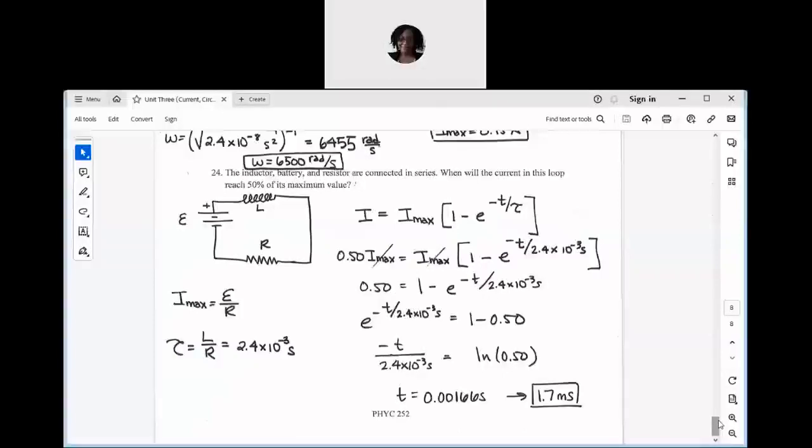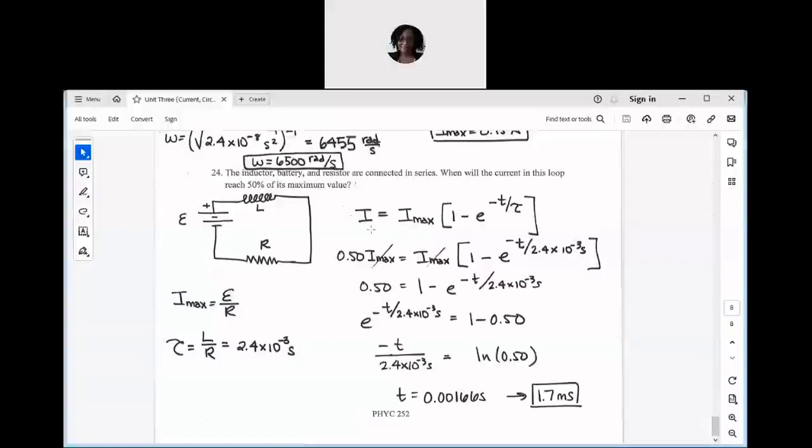Now for number 24, we have an RL circuit, an inductor, and a resistor. The battery is connected there. We're pretty much using that so that we know that eventually the delta V across the inductor will be 12 volts, just like the battery. So when will the current in this loop reach 50% of its maximum value? So I am looking at a charging cycle here. I is equal to I max times 1 minus this exponential decay term.